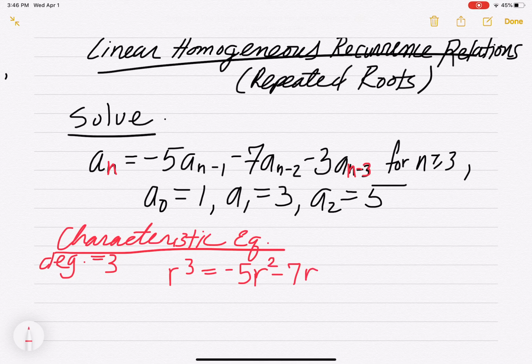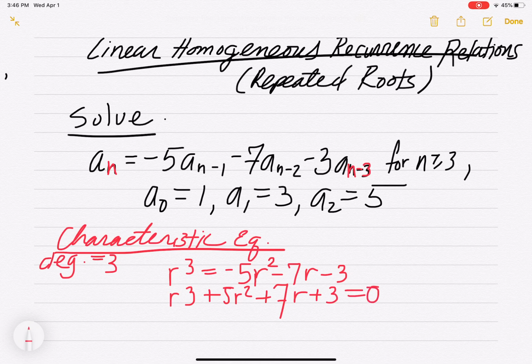Minus 7r minus 3. Add 5r squared to both sides. Add 7r to both sides. Add 3 to both sides. You get r cubed plus 5r squared plus 7r plus 3, and on the right-hand side, 0.